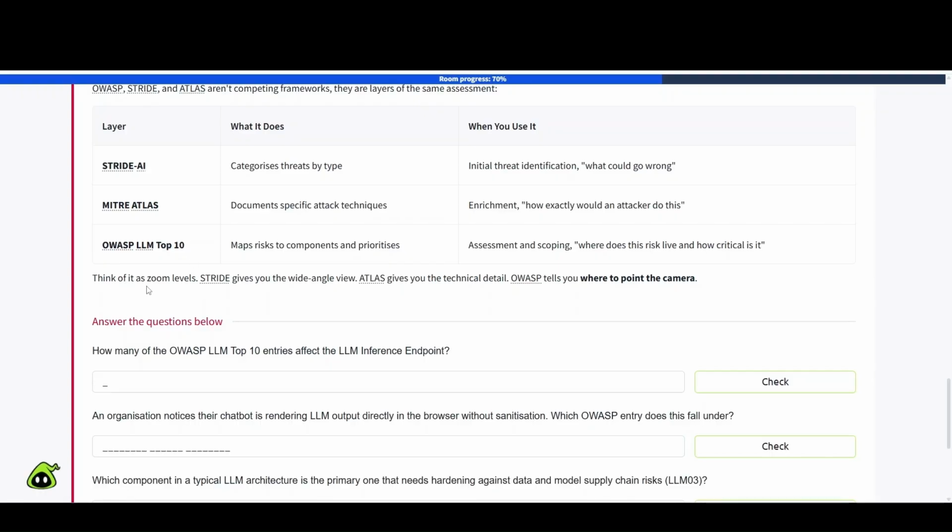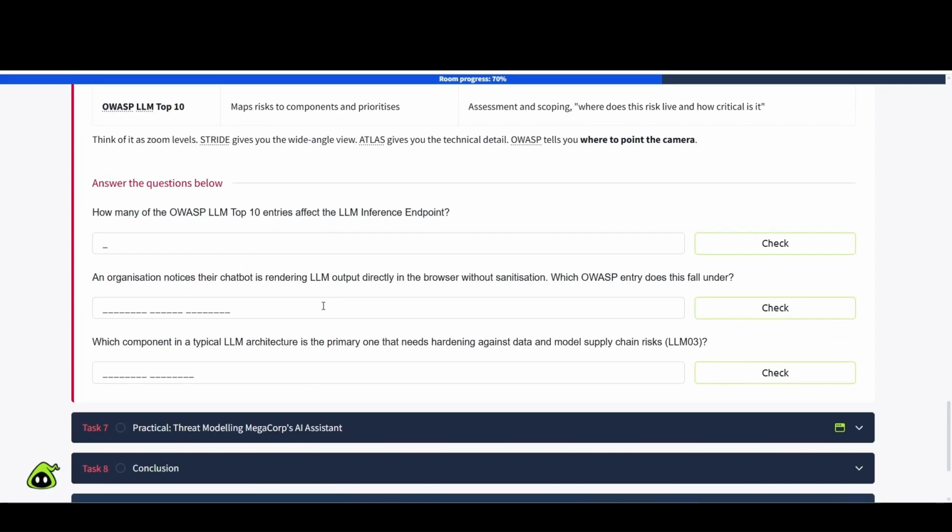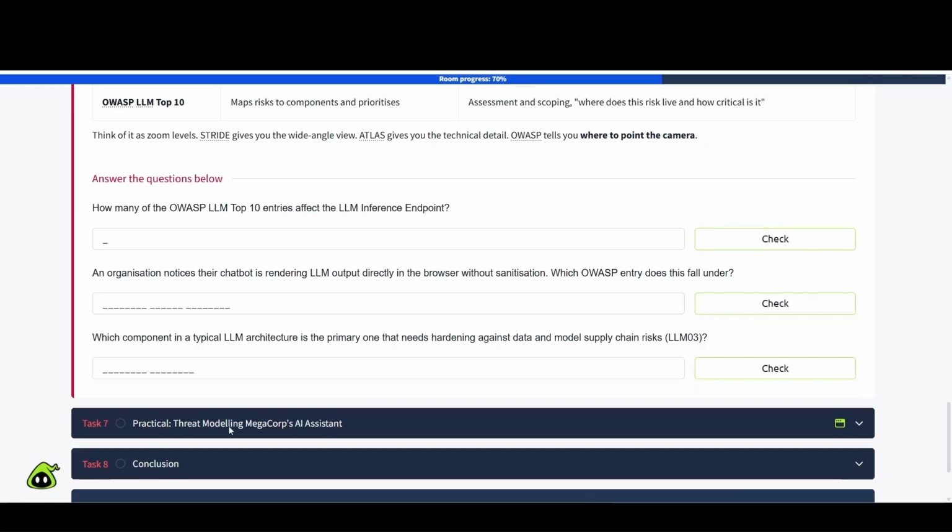Think of it as zoom levels. STRIDE gives you the wide-angle view. ATLAS gives you the technical detail. OWASP tells you where to point the camera. All right, so go ahead and pause the video and try to answer these questions yourself, and then come back and we will proceed forward. We are almost done.